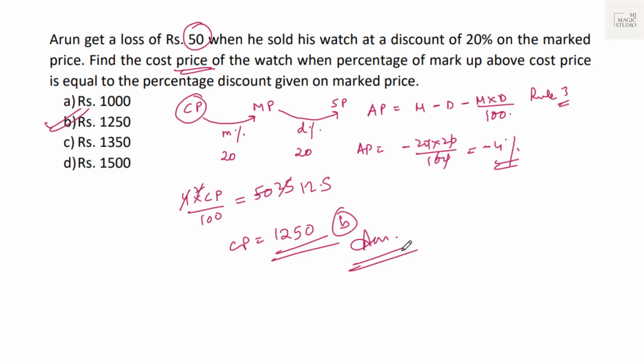No need to start with cost price, take X, framing equations and then solving it. Use rule 3. Find actual profit percentage, which is minus 4%. So if 4% is 50, how much is 100%? 1250. Answer B.